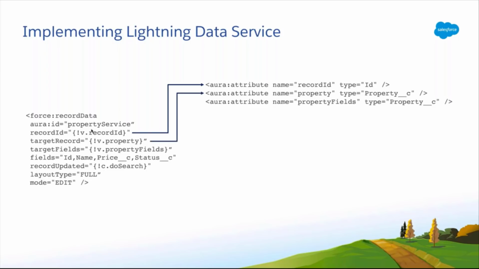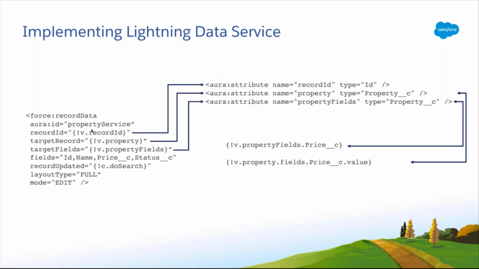When that data comes back, we're going to take it and populate either a target record or target fields, which I'll talk about in a moment. And that is going to be the data store for that data on the client. And we can access that within our controller code, within our JavaScript, within our markup, by simply accessing the attribute .fields.price.value. Or if we're using the target fields instead of target record, we have a little bit more shorthand. We don't have to give the fields and the value attributes. We can just simply say, go to property fields and give me the price, right?